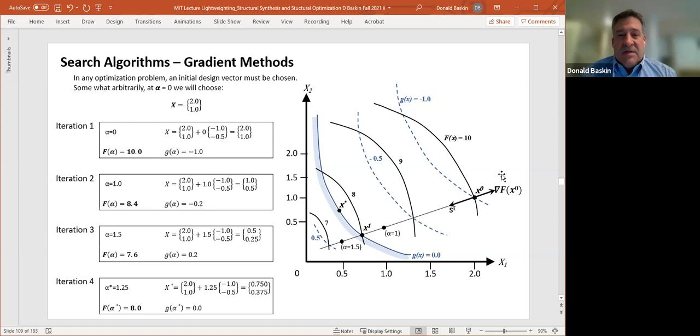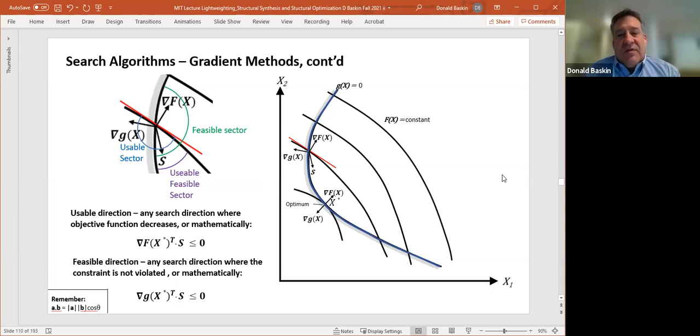And so this is a method, this gradient method or method of steepest descent or steepest ascent. This is a method that is very amenable to being programmed into a computer and using an algorithm to find the optimum of the function.